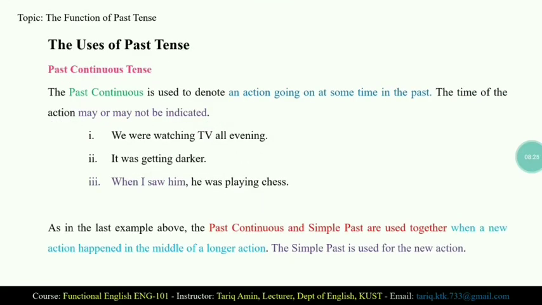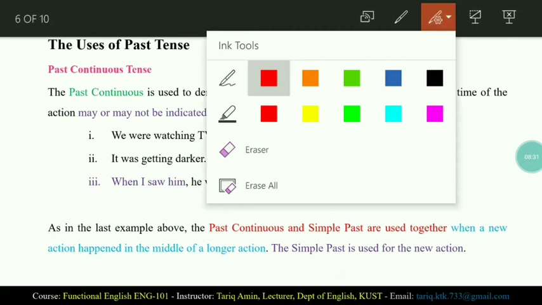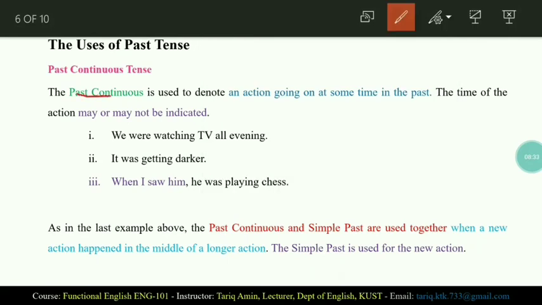The second type of past tense is past continuous tense. The past continuous is used to denote an action going on at some time in the past. The time of the action may or may not be indicated. Past continuous is used to refer to actions going on at some point or at some time in the past. And the time of the action may not be indicated.